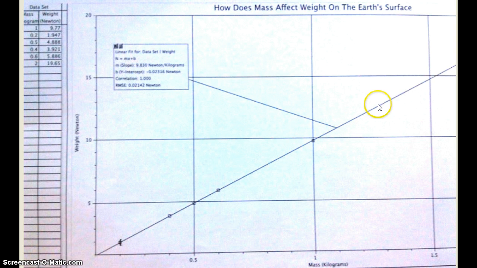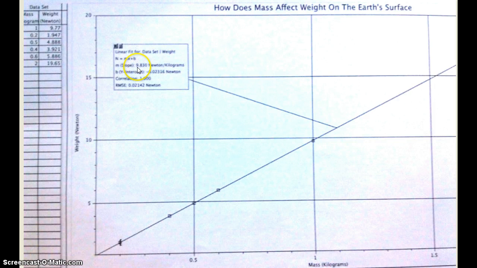It's a positive sloping line, and basically means there's a positive linear relationship between the mass and the weight on the Earth's surface. As you can see, we have a slope of about 9.8 newtons per kilogram. That means for every 1 kilogram of mass, there was a force of 9.8 newtons acting on the object, on the brass.